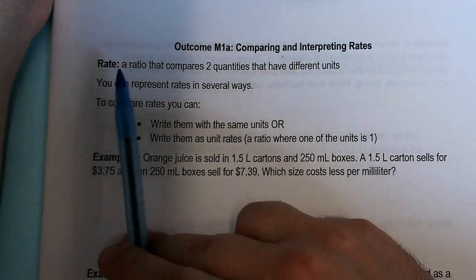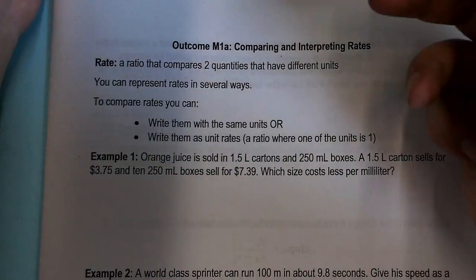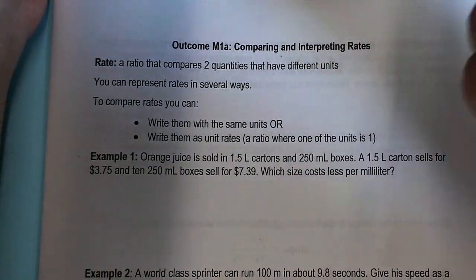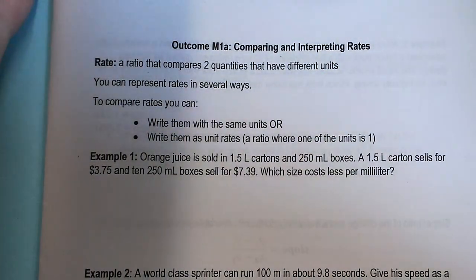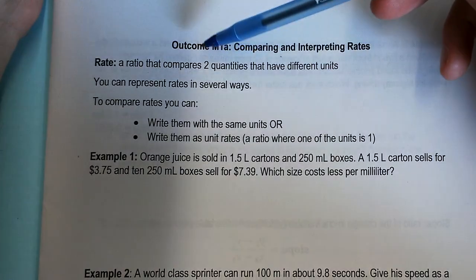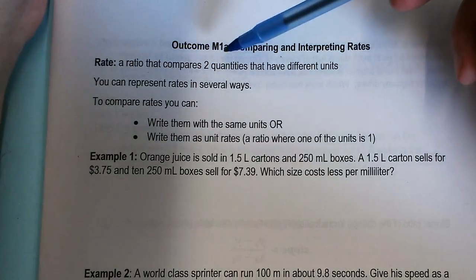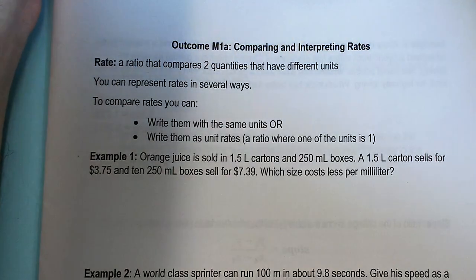A rate is a ratio. A ratio is like two numbers, usually there's a top and a bottom number. It's written as a fraction. A rate is a ratio that compares two quantities that have different units.